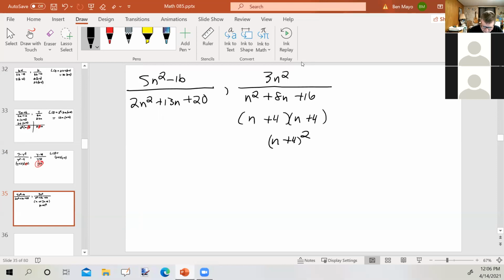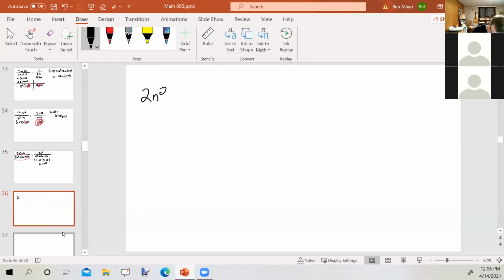All right with that one? Yep. So now let's take this one and go to the next page to make sure we've got lots of room to factor it. 2n squared plus 13n plus 20.